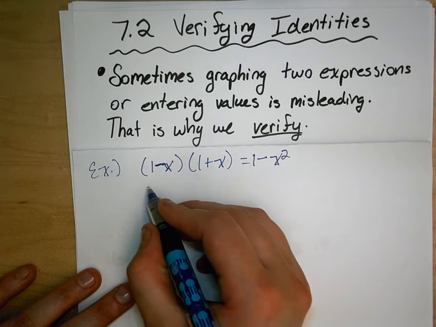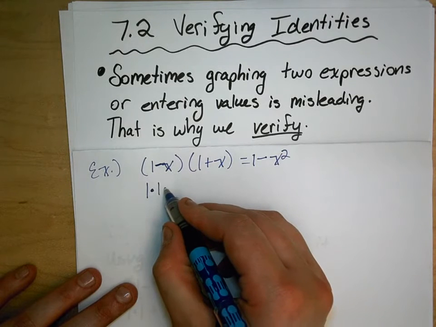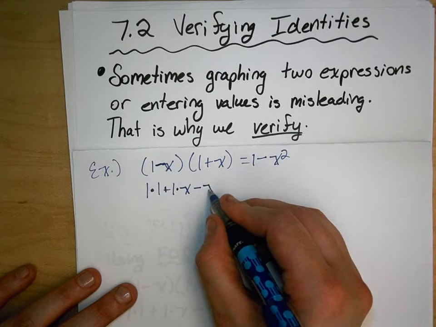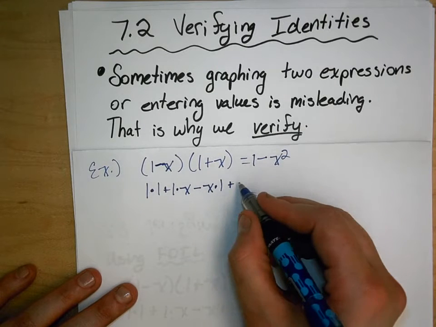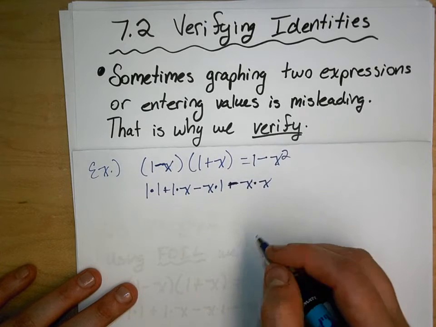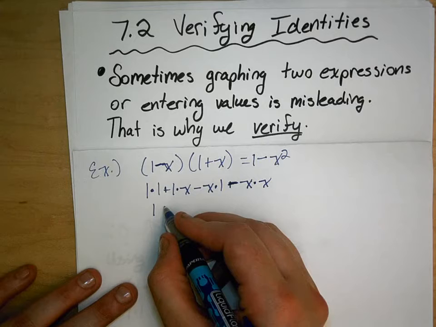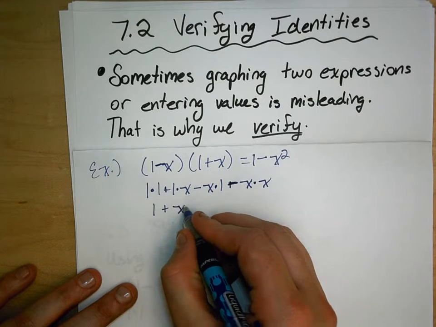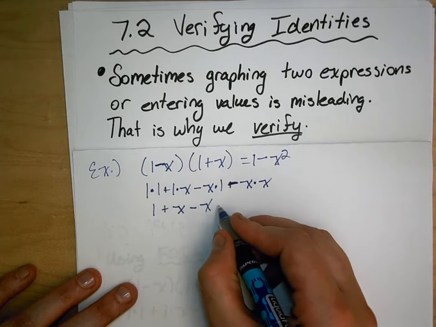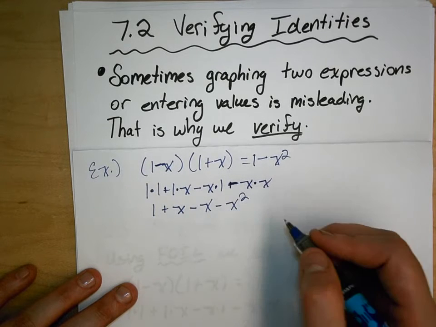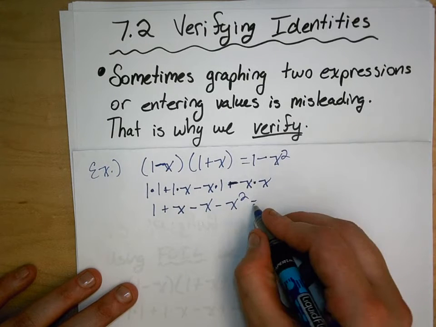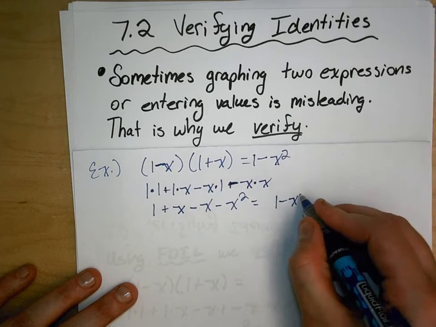Okay, so if we take 1 times 1, we get 1 plus 1 times x minus x times 1. Whoops, that should be a minus x times x. Okay, 1 times 1 is 1, plus 1 times x is x, minus x times 1 is x, and then minus x squared. Okay, this plus x and that minus x cancel out, and what we get is 1 minus x squared.